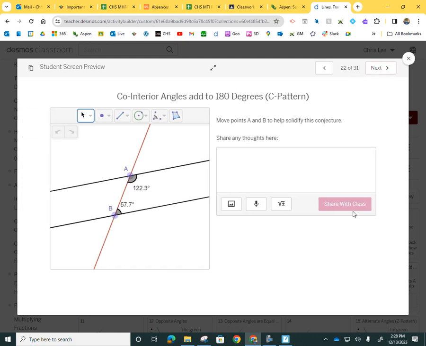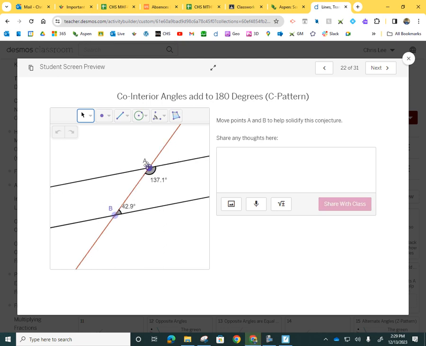Then we have the C pattern. So the C pattern going like this. Now the C pattern doesn't tell you two angles that are equal, but it tells you that this one plus this one add, well, I guess I should use a different symbol. This one and this one add to 180. So if you know one of them, you could get the other one by doing 180 minus that. And again, I'll erase that and just show you that it doesn't matter where the transversal is on these parallel lines. You will get them adding to 180.